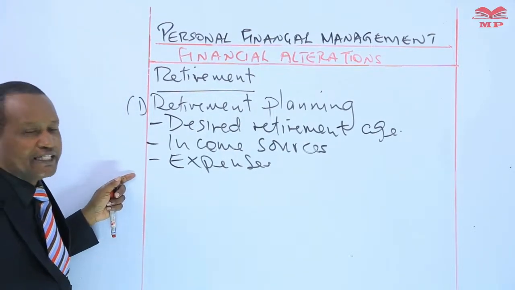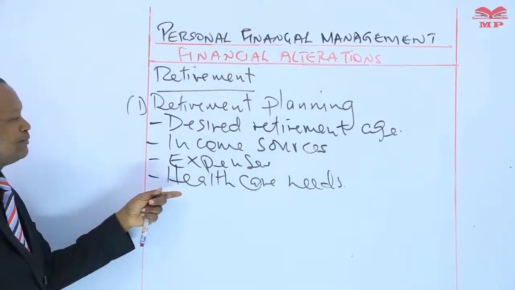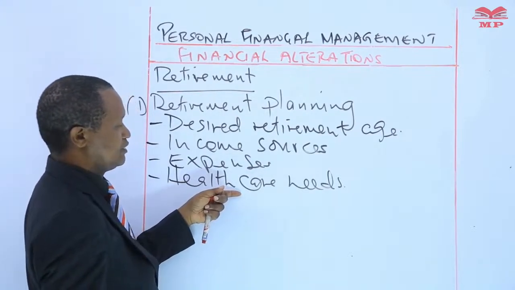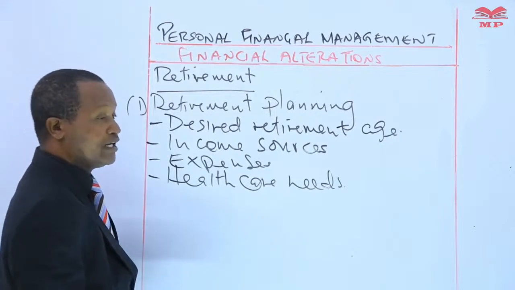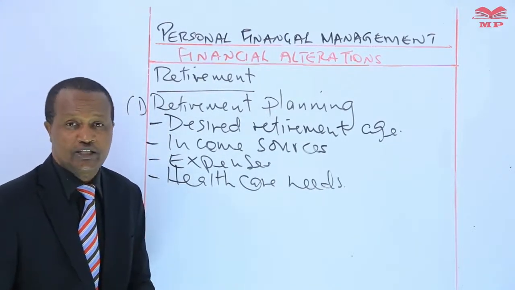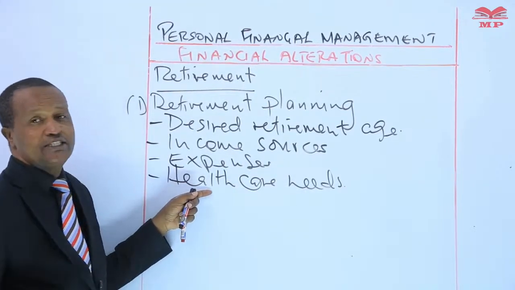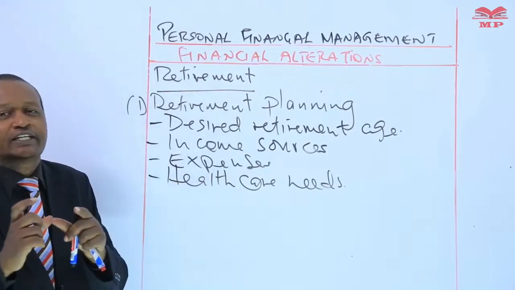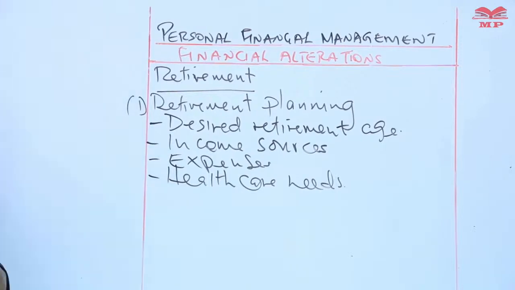How about healthcare needs? When one is young, one may not have much in terms of spending on health because the body is active, the body is healthy. But as we age, the body's immune system becomes weak. So it's important to plan how you are going to meet your healthcare needs while you are still young. So these are some of the alterations as far as retirement planning is concerned. Do you understand?